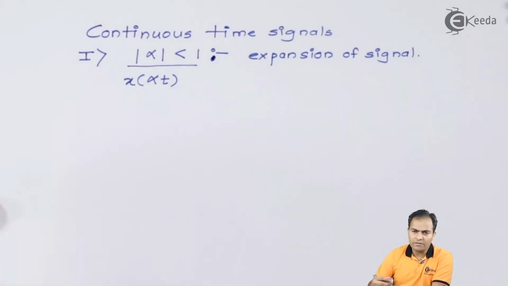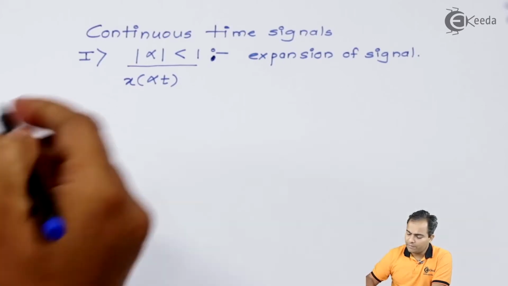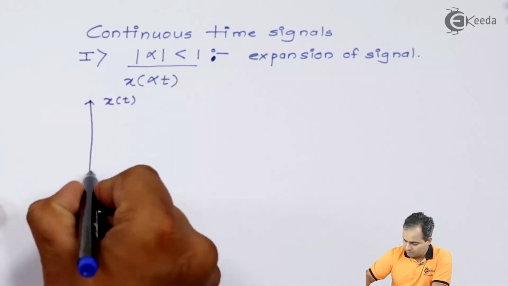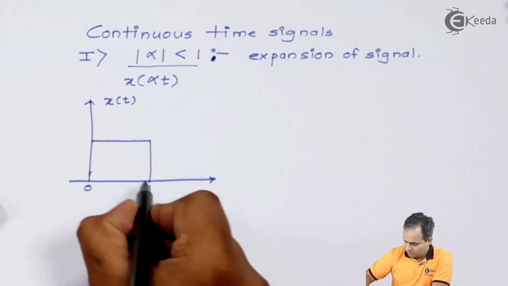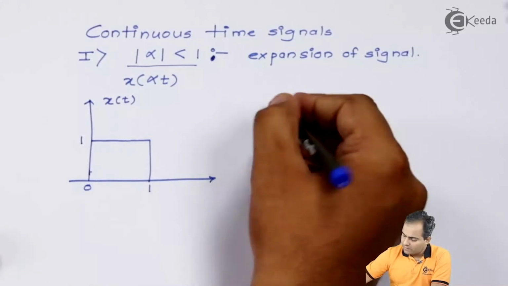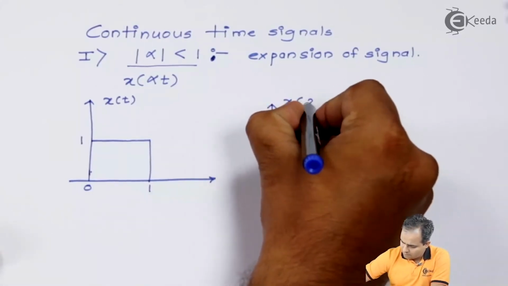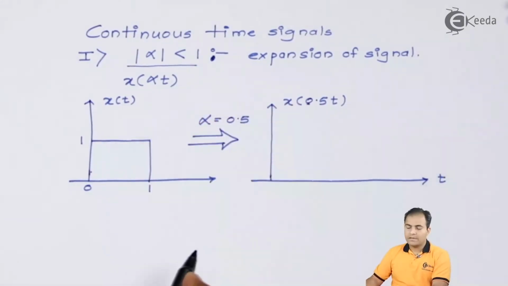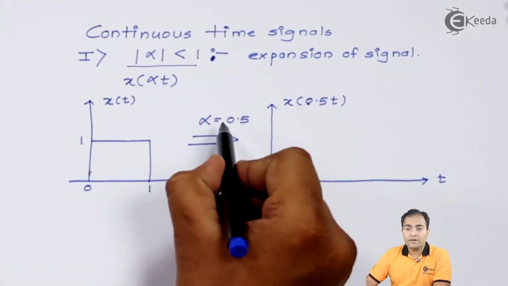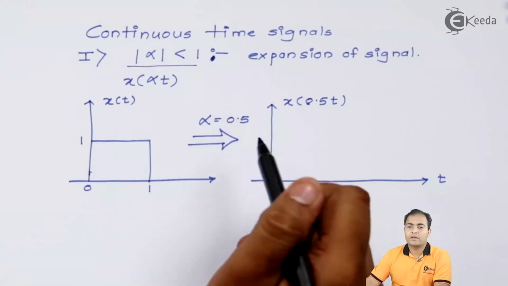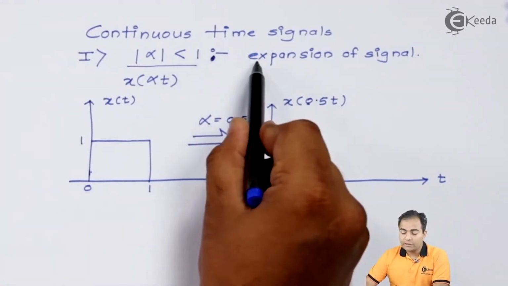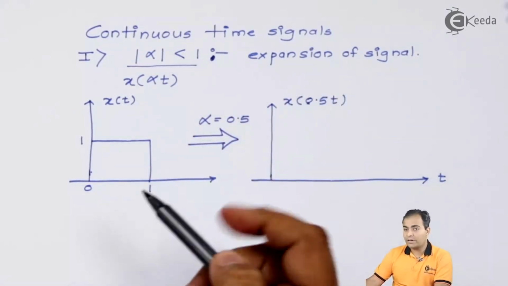First of all, to study this expansion, we'll take one example. That simple one. This is the graph. Now, here we choose the alpha value 0.5. So if this alpha value is 0.5, then what I said, expansion of signal will take place. So how will your graph expand? Let's see.